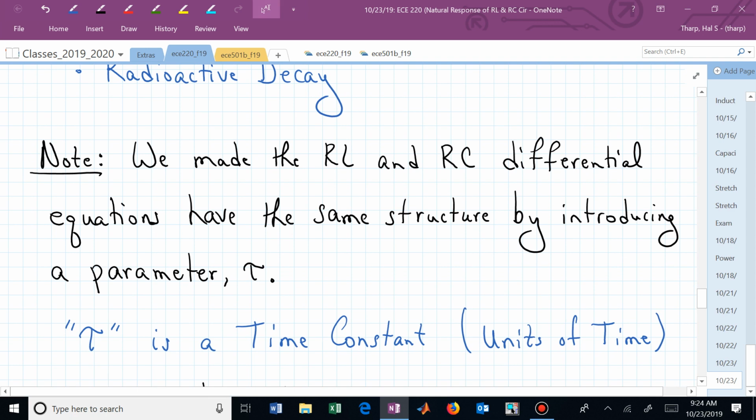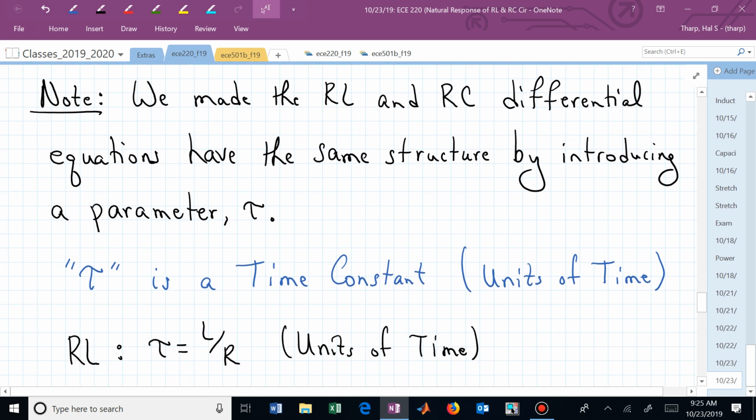Here's the note. Both of those circuits that we just looked at, the RL circuit and the RC circuit, we were able to give them the same structure by simply defining a product of variables or a quotient of variables with this parameter tau. And that tau is in fact a time constant, and it has units of time.